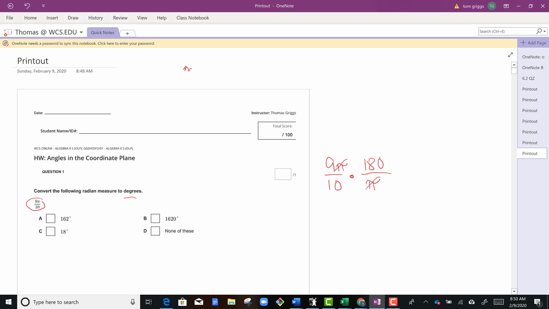I can reduce 180 over 10 and then just multiply the tops. So 9 times 18 is, I believe, 162. And we do have that option.